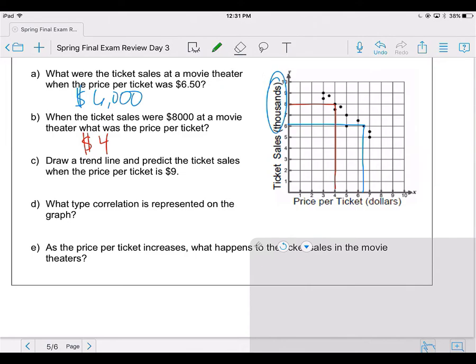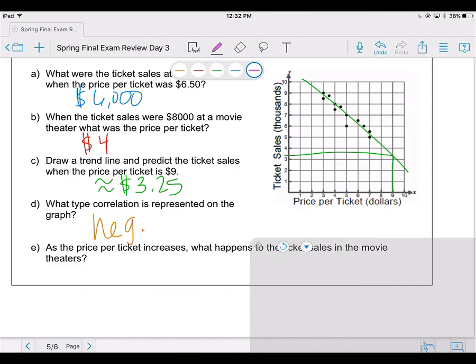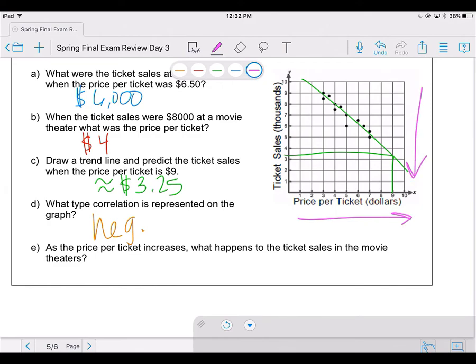Draw a trend line. So I'm going to erase everything I've drawn so far so I can see my trend line. And predict when the price per ticket is $9. So $9 would be about 3,25 maybe, a little bit above 3. What type of correlation? Well, we drew a negative line, so this has a negative correlation. My scatter plot is going down. And as the price per ticket increases, what happens to the ticket sales? My sales decrease.